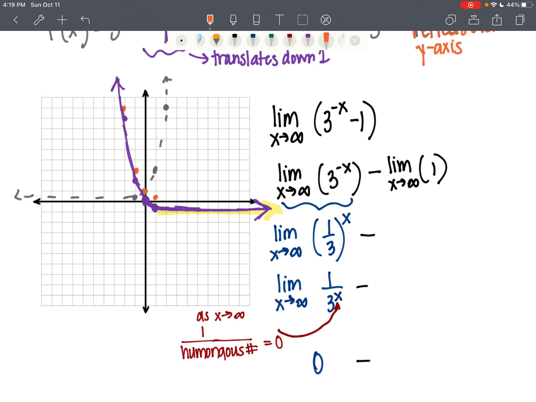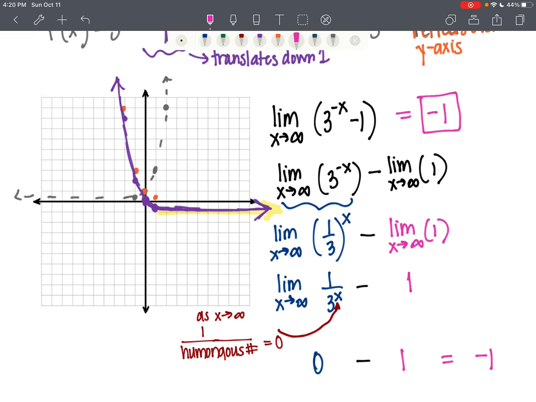Now I'm going to say, let me use this pretty color, pink. The limit as x approaches infinity of 1. And what is the limit as x approaches infinity of a constant? Well, it is the constant, so it's 1. 0 minus 1 is equal to negative 1. So the limit as x approaches infinity of this function is equal to negative 1.